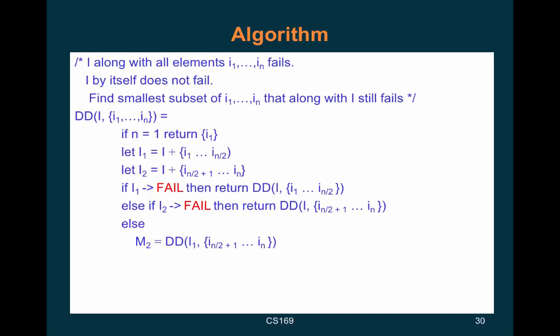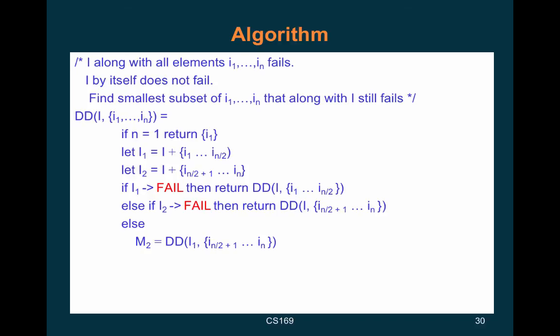Is it true that I1 plus that entire thing fails? Well, yes, because you can verify that that is exactly the same as I plus I1 to IN, because I1 already includes the first half, and then you have the second half. So this is a correct invocation of delta debugging. And what this returns, M2, is the minimal subset of IN over 2 plus 1 to IN that along with I1 fails. So you know that I1 plus M2 fails.